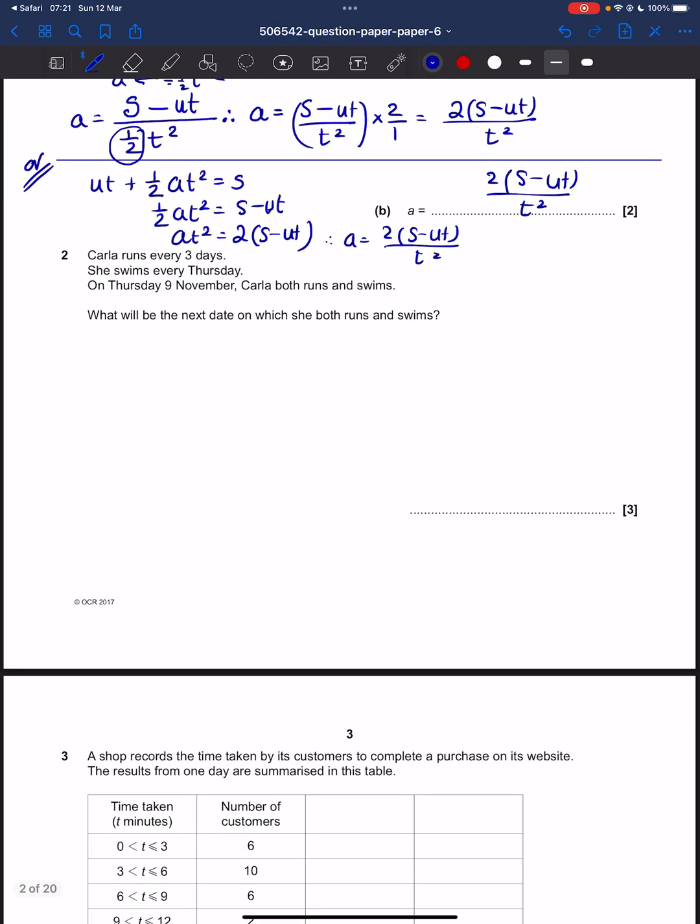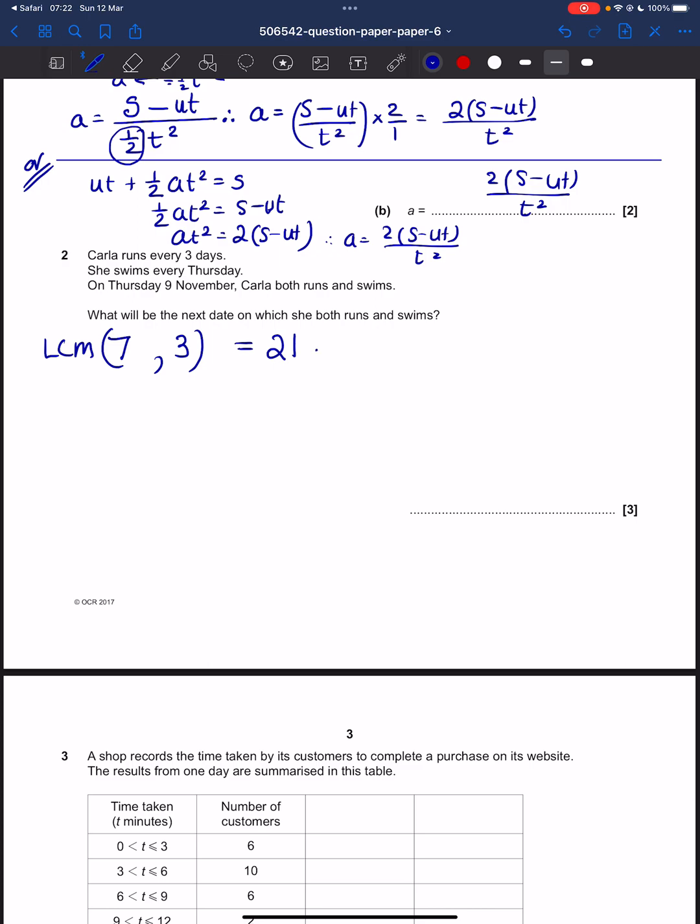Question 2. Carla runs every 3 days and she swims every Thursday. On Thursday the 9th of November, Carla both runs and swims. What will be the next day on which she both runs and swims? Okay, so she swims every 7 days and she runs every 3 days. So we actually want the lowest common multiple of 7 and 3. Now 7 and 3 are prime numbers, so that is going to be 21.